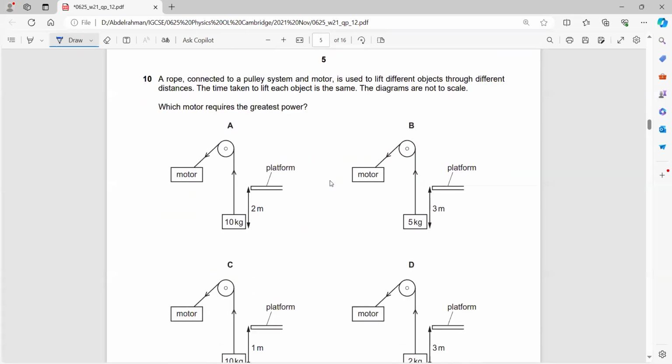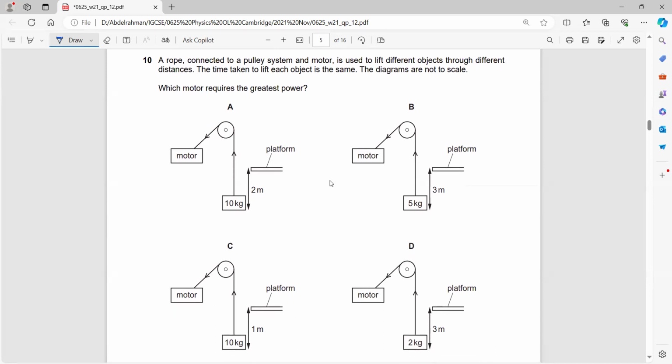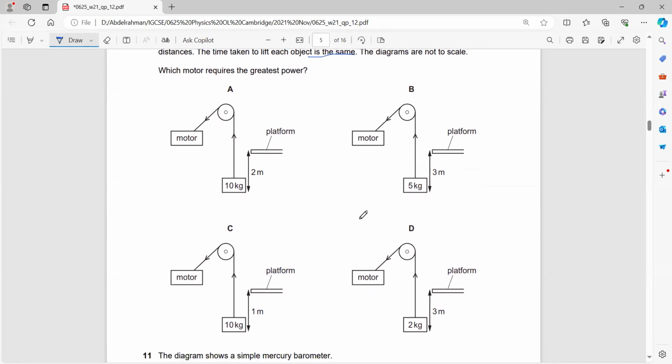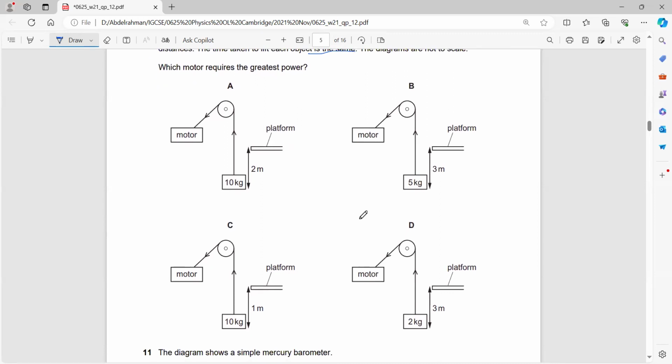Which motor requires the greatest power? The time taken is the same for all of these motors. Which motor requires the greatest power? The greatest power, I guess, would require the greatest work done. Which of them would be the greatest work done?